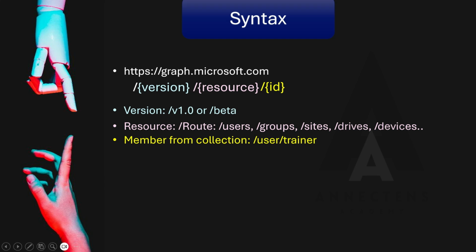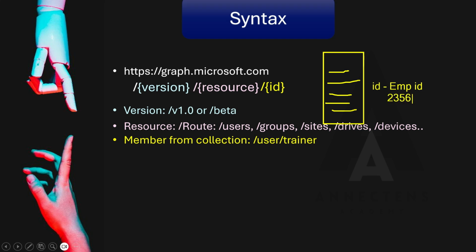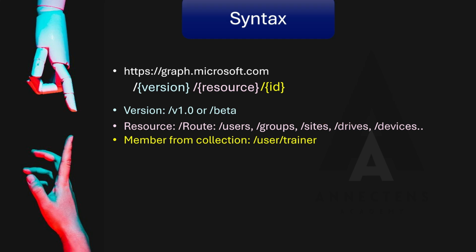If I search only for users, I will get the whole list, with all these resources in it. Now in these resources, if I need to append the ID, meaning I need to extract your employee ID, then I will type some number, like 2 3 4 5 6, which is your employee ID. This helps me get the exact person's details from the users directory. That is called the member ID.